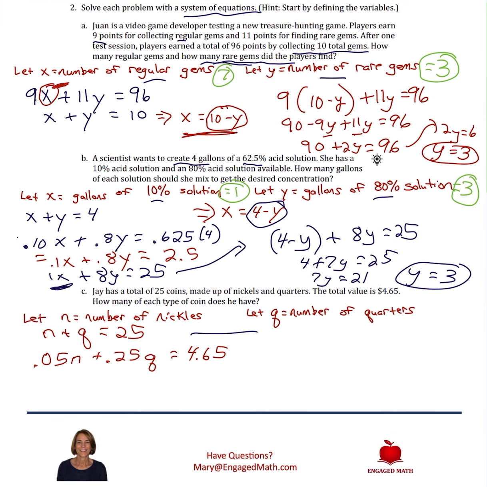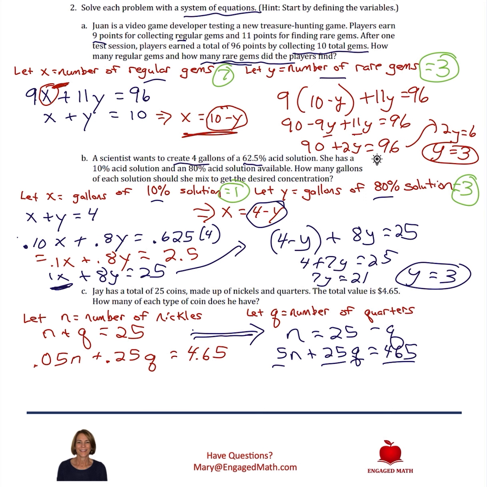Okay, I am going to rewrite both of these equations again. The top one, I'm going to just keep solving for the variable on the left. Again, it doesn't matter, but I'm going to say n equals 25 minus q. And then the equation below, I'm going to multiply it through by 100 to get rid of the decimals. That's the same as moving all the decimals 2 to the right. So we're going to get 5n plus 25q equals 465. And when you think about that, what we're really saying is 5 pennies times every nickel plus 25 pennies times every quarter equals 465 pennies. Good way to think about it.